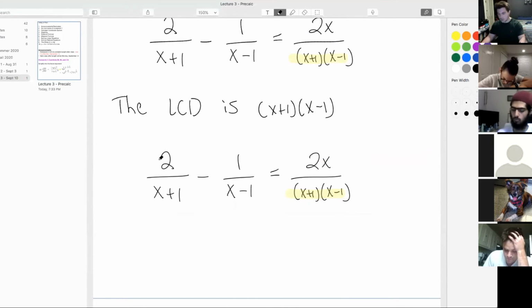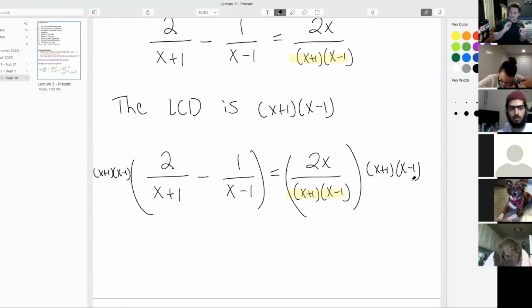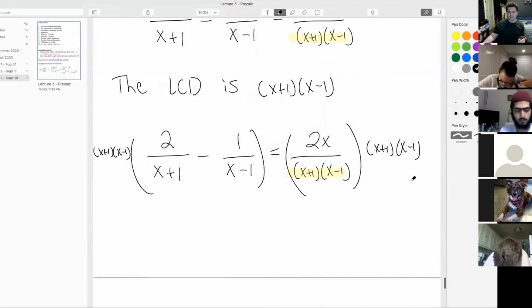Okay, good. So let's do that. On the left side I will multiply by x plus 1, x minus 1, and the right side I will do the exact same thing: x plus 1 times x minus 1. Let's take a second to write this neatly. We're going to multiply both sides by the LCD.